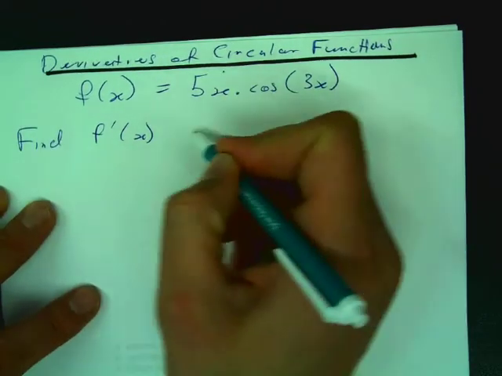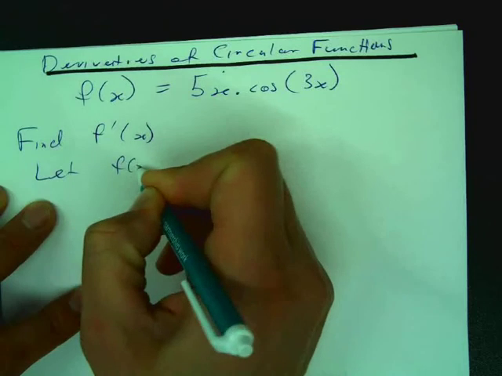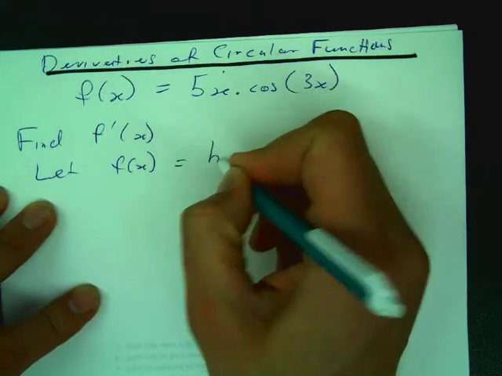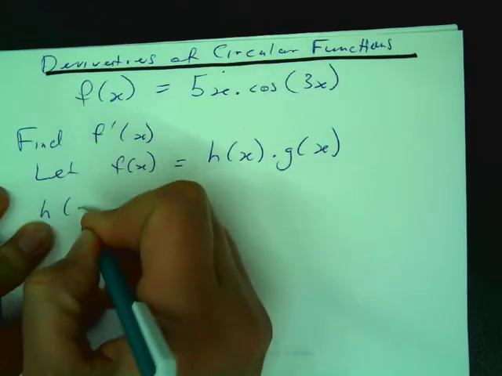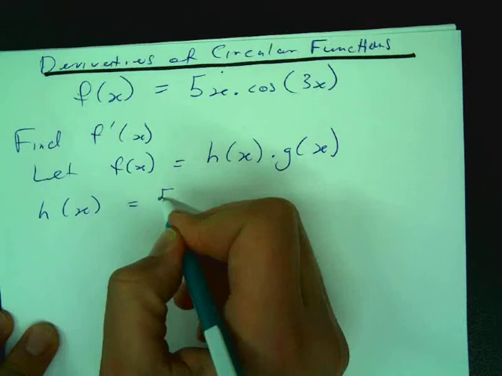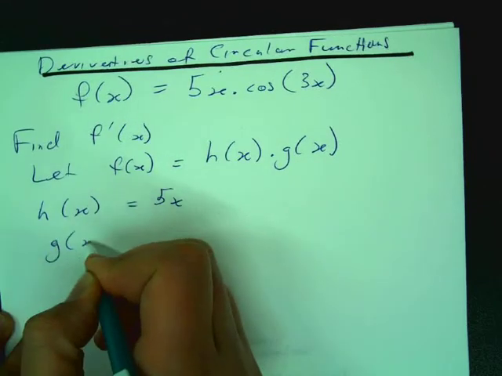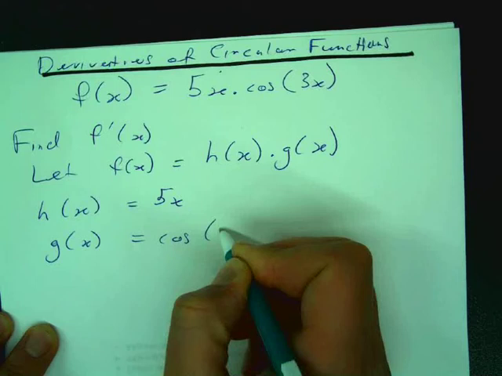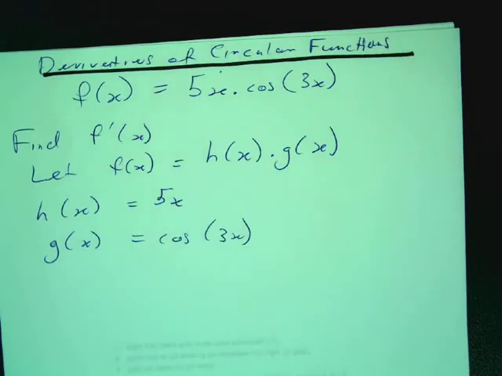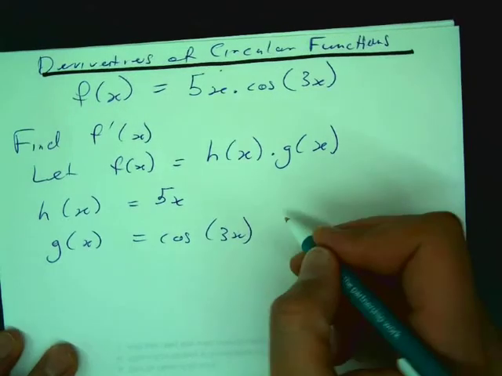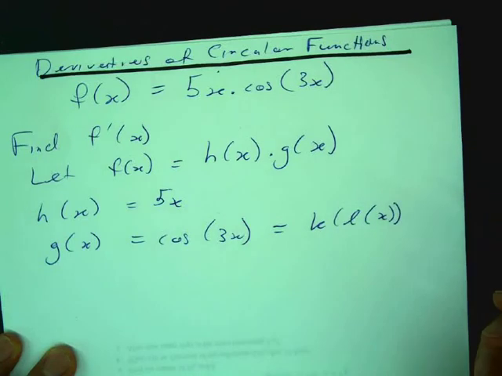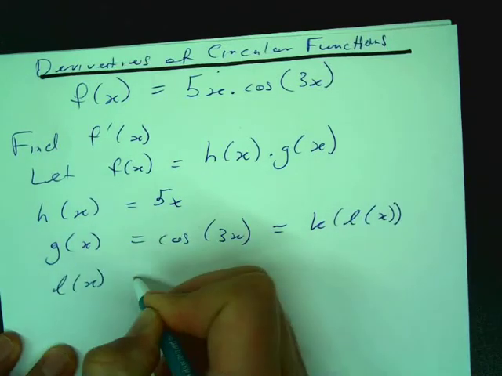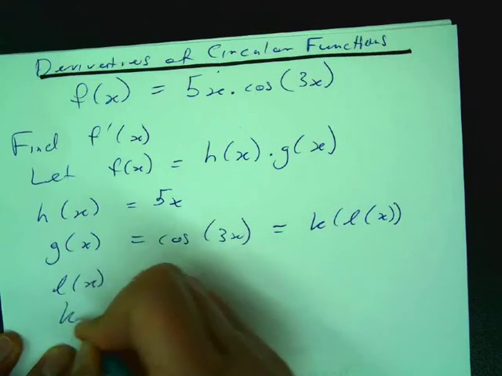Now I'm going to let f(x) be the product of two functions, h(x) and g(x). So h(x) is what? 5x. And then that means g(x) is cos(3x). Now, g(x) is a composite function, so we need to use the chain rule. So I'm going to let g(x) equal k(L(x)). And what's L(x)? 3x, and k(x) is cos(x).